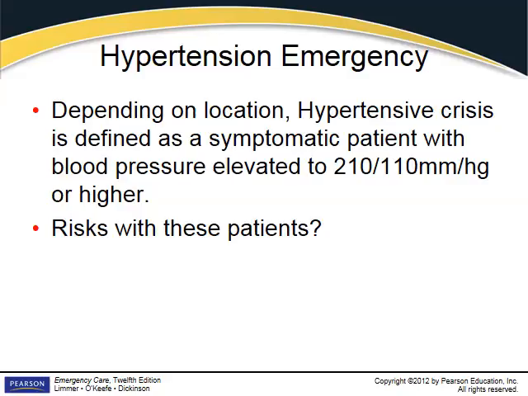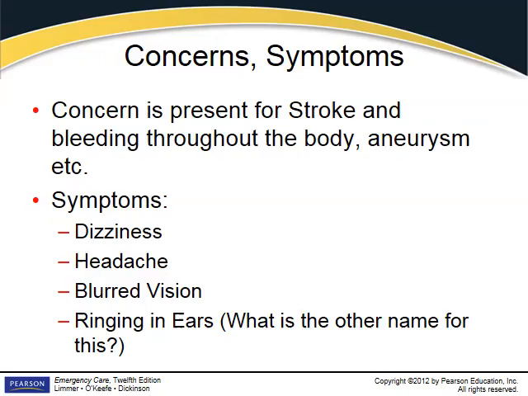So, hypertensive crisis. Depending on where you work, hypertensive emergency is defined as a symptomatic patient with a blood pressure elevated 210 over 110 millimeters of mercury or higher. So we obviously have some risks with these patients, namely aneurysm of pretty much anything, aneurysm of the aorta, the thoracic aorta, also the brain. We can have CVAs from having a high blood pressure sustained over long periods of time. So we should obviously be concerned for stroke and bleeding throughout the body, rather, aneurysms.